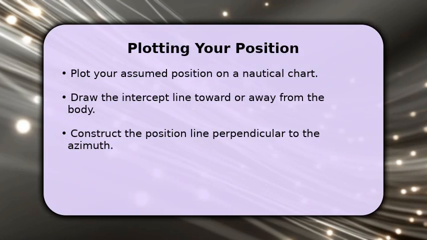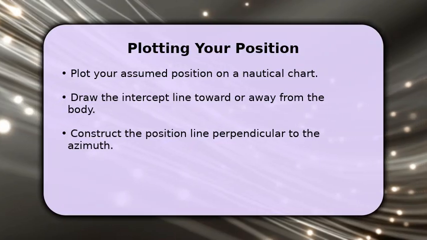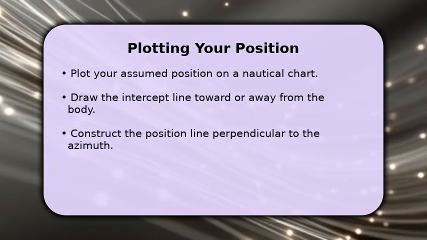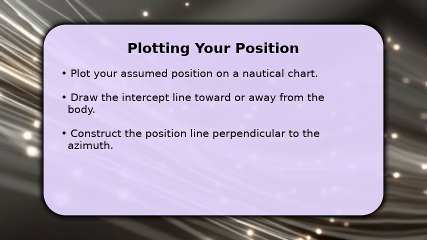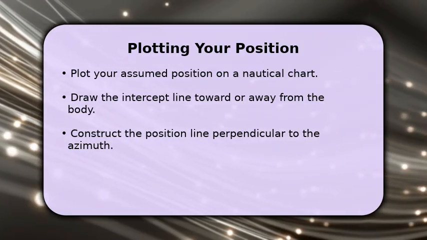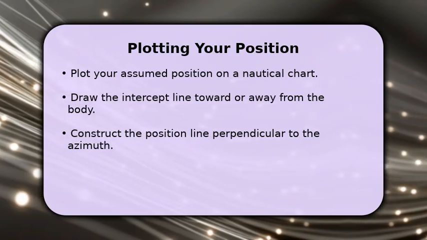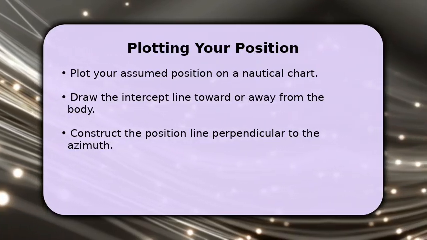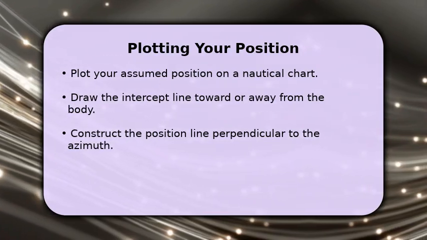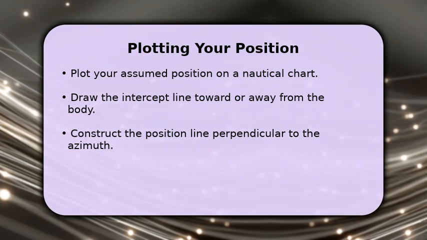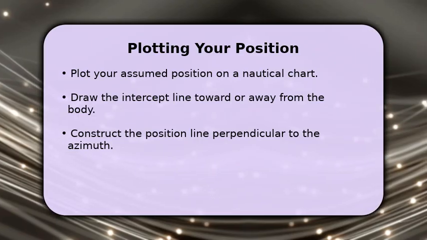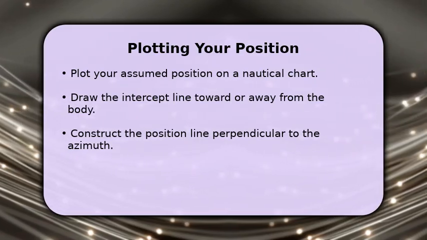With your calculated altitude and azimuth, you can now plot your position. Start by marking your assumed position on a nautical chart. Then, draw an intercept line, indicating how far your true position is from the assumed one, either toward or away from the celestial body. Finally, draw a position line perpendicular to the azimuth. Intersecting two or more of these lines will give you a precise navigational fix.